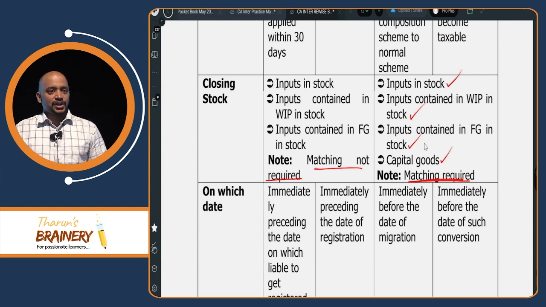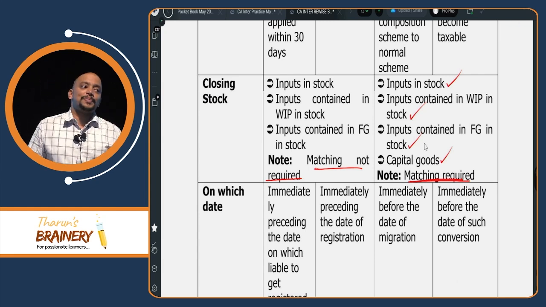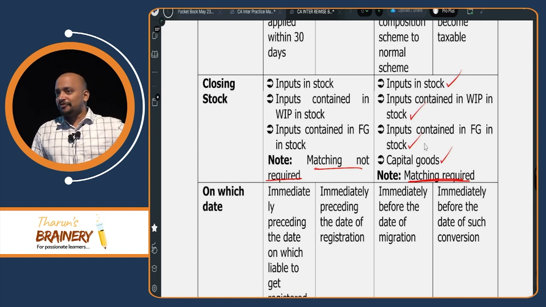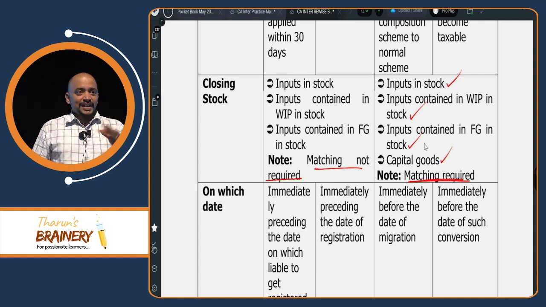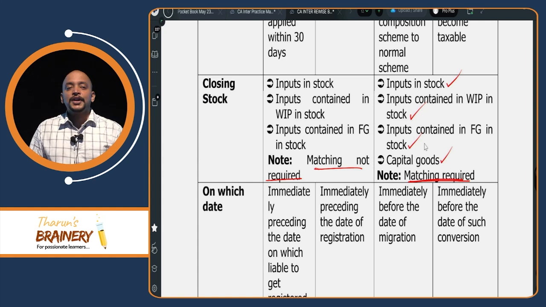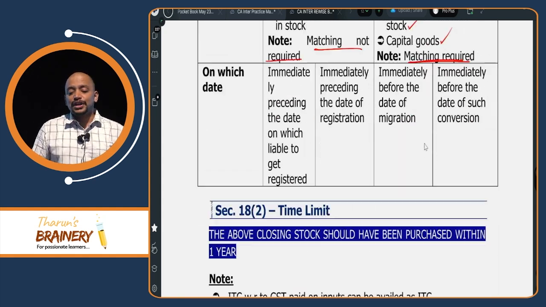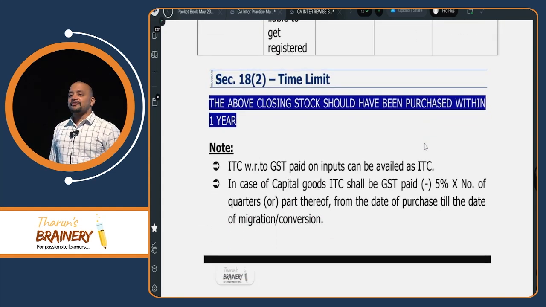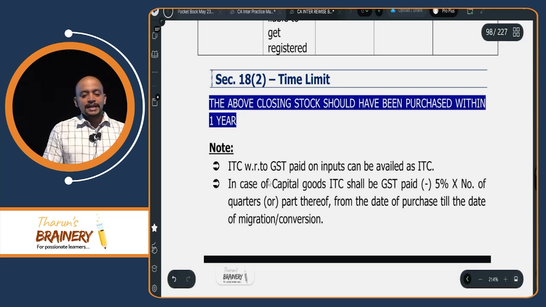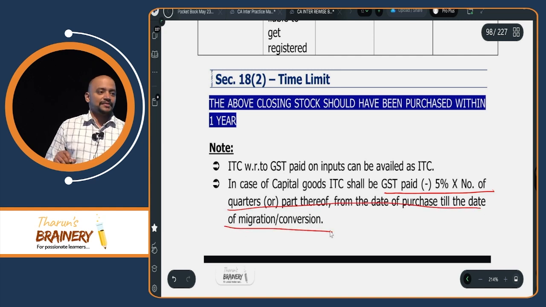What is a depreciation? See, capital goods we would have purchased like 6 months before or 8 months before. So, definitely the value of the capital goods will come down. So, that's why full ITC, full GST paid cannot be taken as ITC. We need to reduce. How much we need to reduce? 5% for every quarter or part thereof. In case of capital goods, ITC shall be GST paid minus 5% for every quarter or part thereof from the date of purchase till the date of conversion.